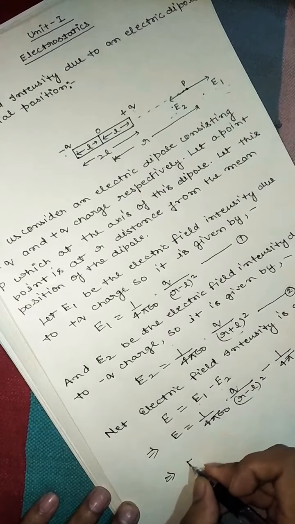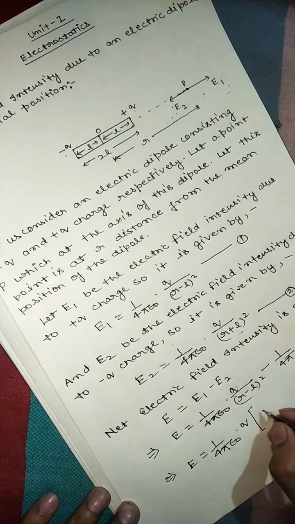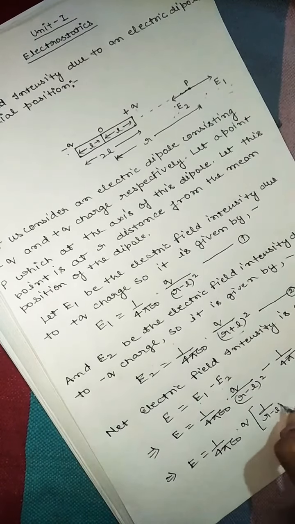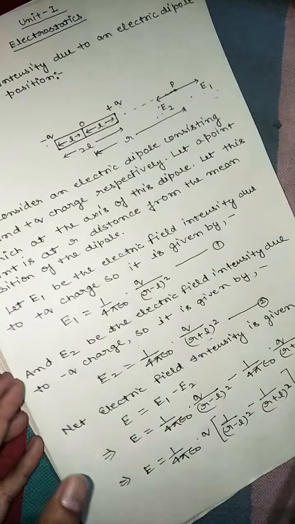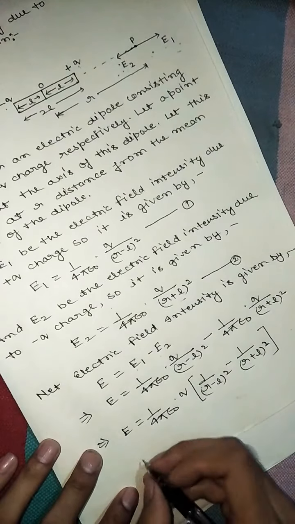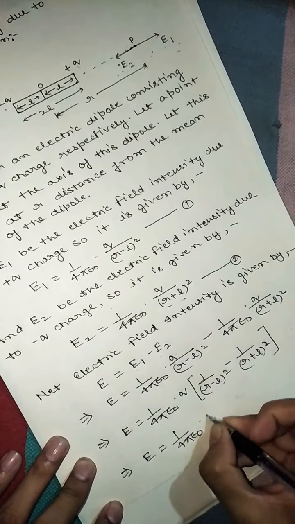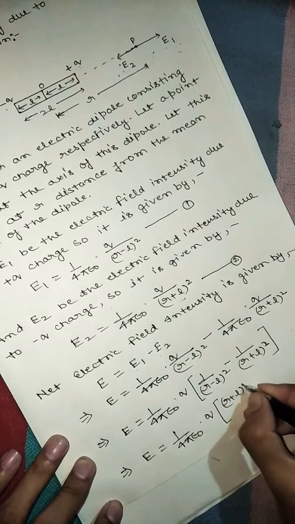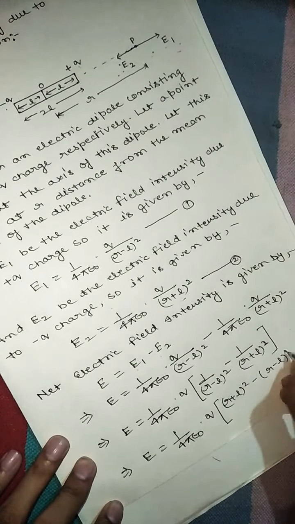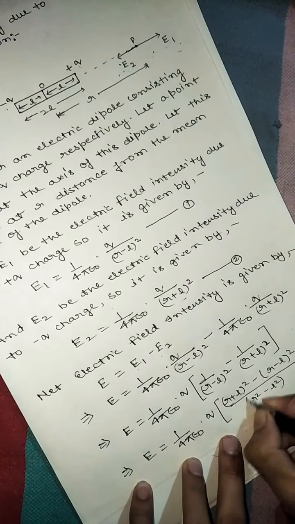Here we can see that 1 upon 4 pi epsilon naught q is common. So what is the rest? That is 1 upon r minus l whole square minus 1 upon r plus l whole square. We are going to solve it. Then E is equal to 1 upon 4 pi epsilon naught q. Now we are taking the LCM of this. This can be r plus l whole square minus r minus l whole square upon r square minus l square whole square.